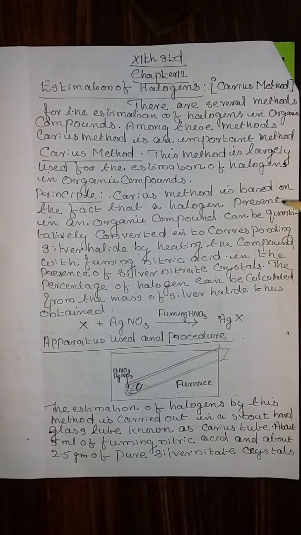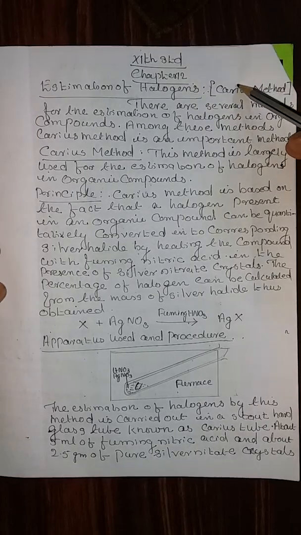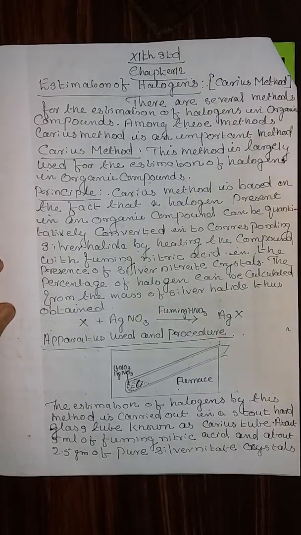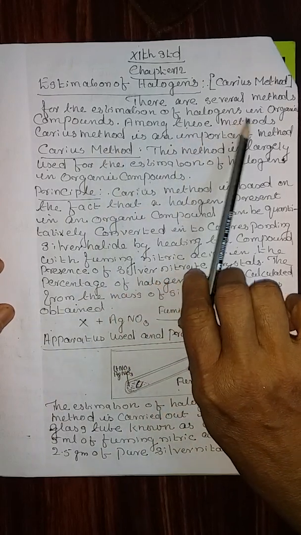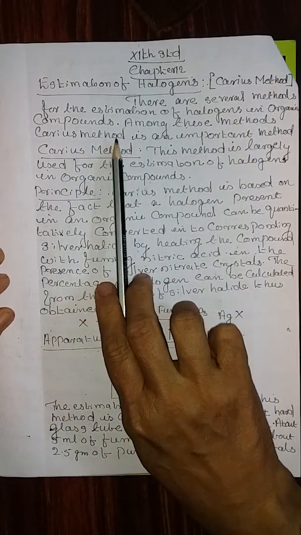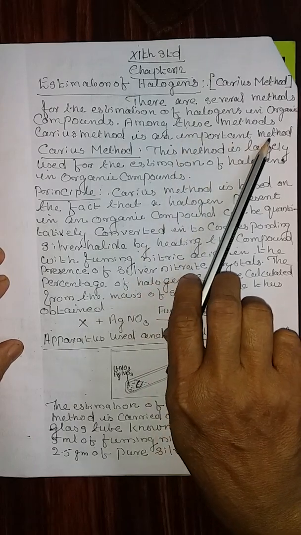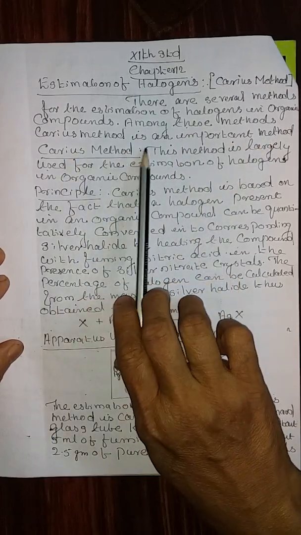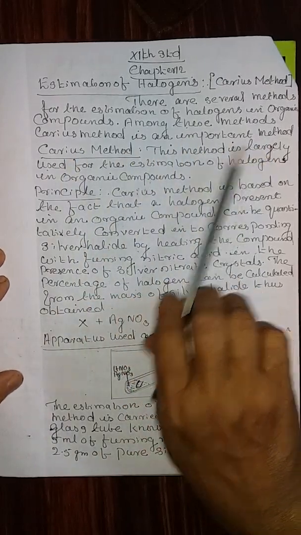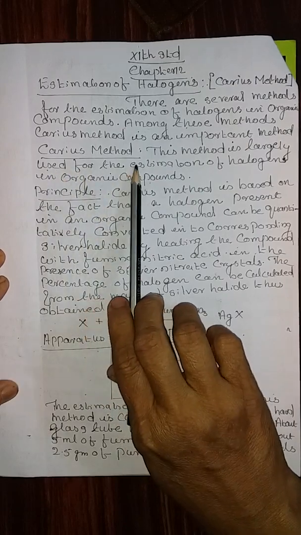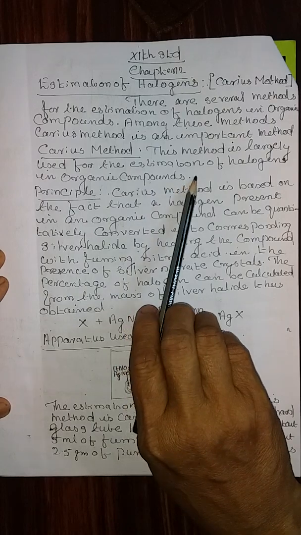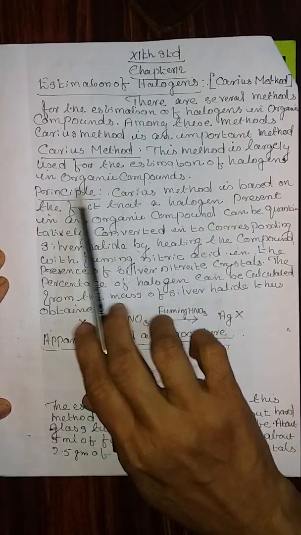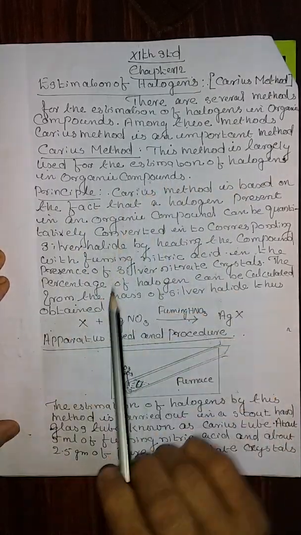Estimation of halogens. Carius method. There are several methods for the estimation of halogens in organic compounds. Among these methods, Carius method is an important method. This method is largely used for the estimation of halogens in organic compounds.